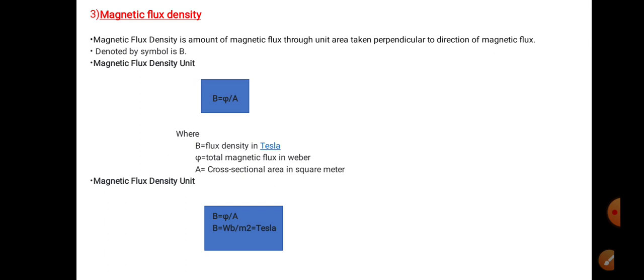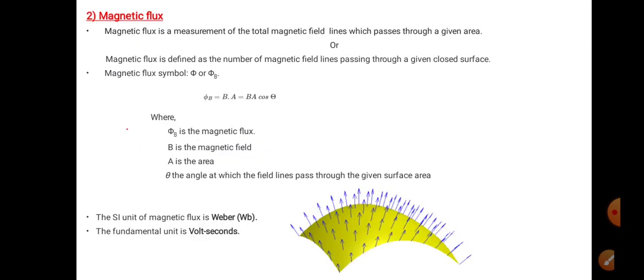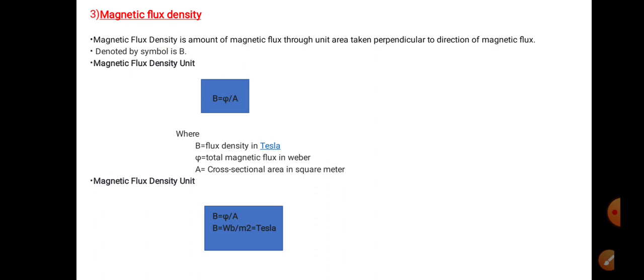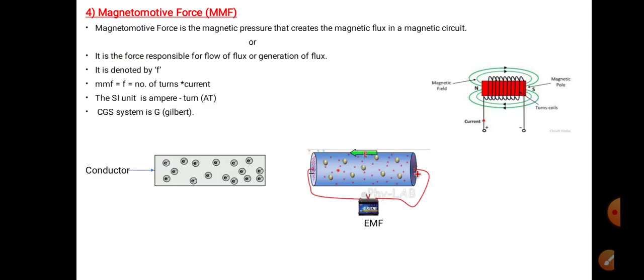Now third is the magnetic flux density. We have seen that magnetic flux is nothing but the total number of field lines passing through the given surface area. But flux density is the number of field lines passing through the given area, but they should be perpendicular. Okay, means how many field lines are passing through the given area at 90 degrees to the surface area. This is called magnetic flux density, which is denoted by B. So as per the definition, the formula is B equals phi divided by A, and the unit is Weber per meter square, or we can say it is the Tesla.